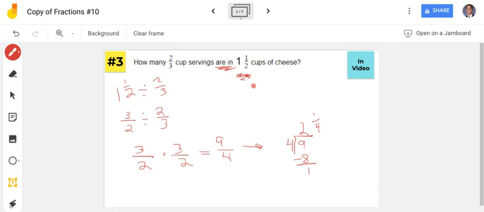So 2 1/4, what? What's my label? Servings, right? 2 1/4 servings. Circle final answer.